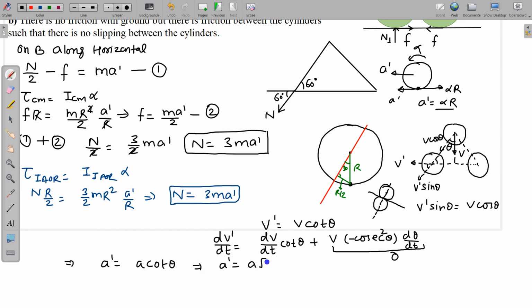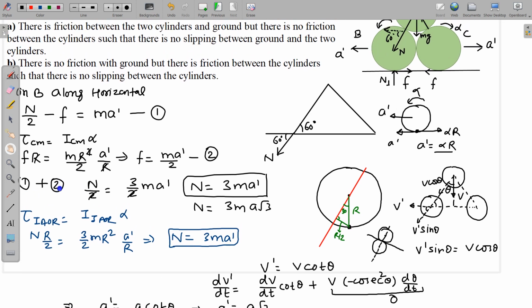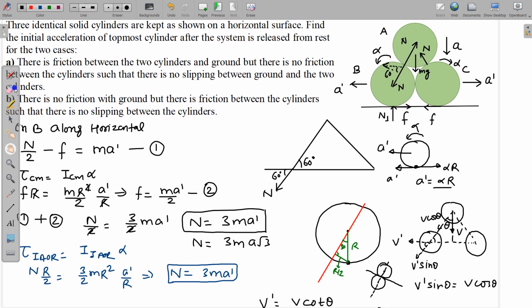A dash is equal to a root 3. From here, we can write this normal reaction is 3m for a dash, I can write a root 3. So N is equal to 3 m a root 3. And from this, now we can easily find the acceleration of this topmost cylinder.